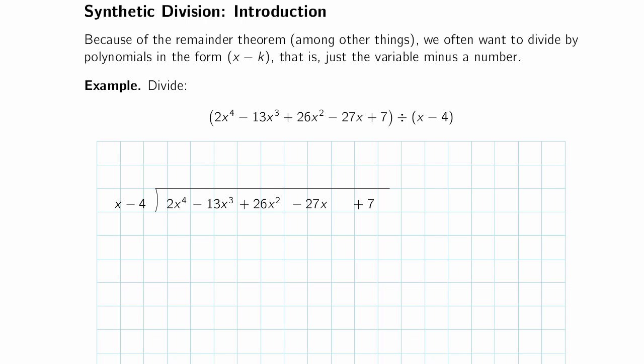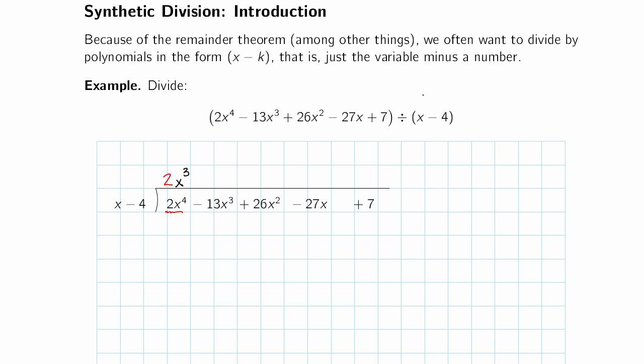Okay, so because of the remainder theorem, and for other reasons that we'll see a little bit later today, we often want to divide by a binomial in the form x minus a number. Let's see what that long division looks like. When we're dividing by x minus a number, the divide step is pretty easy. 2x to the fourth divided by x is going to give us 2x to the third.